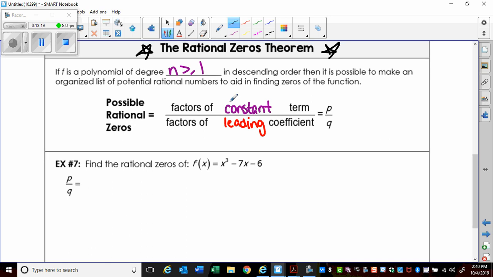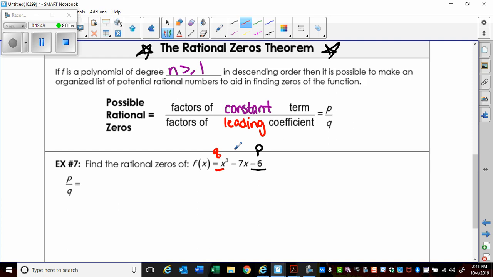It is the constant term, so the factors of the constant term divided by the factors of the leading coefficient. The constant term in this one would be negative 6 or 6. So this would be the p. Can you guys underline it? Right, p. The leading coefficient is the q. So this is q.